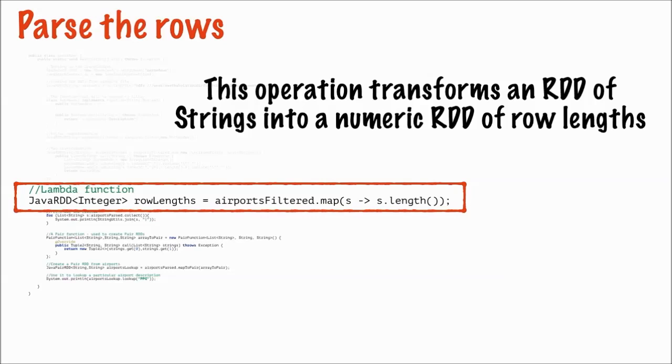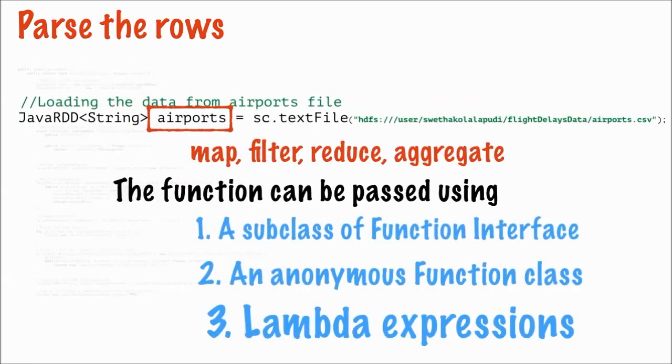Note that we take in s, which is one record in the input RDD, and then just return s.length. The lambda function is very similar to the Python lambda functions. And note that the returned RDD has a generic type of integer. These are the three ways that you can specify function objects to use with your transformations: subclasses, anonymous classes, and lambda expressions.